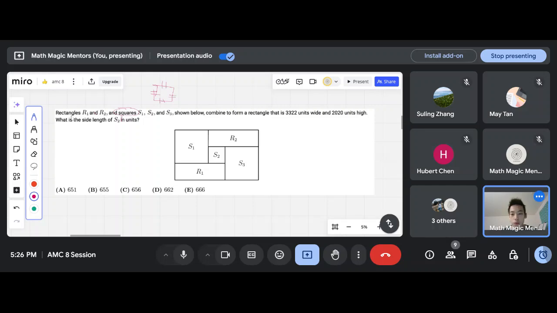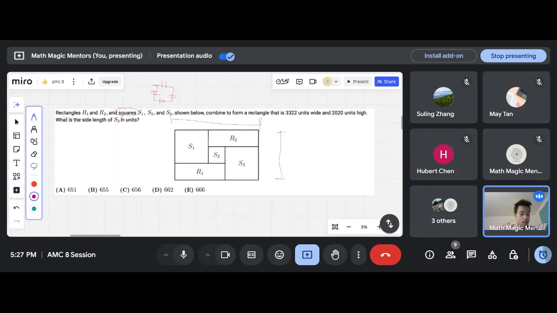So we have two rectangles and three squares, and they combine to form a rectangle that is 3322 units wide, and so the width is this, the length is this. If you confuse length and width with each other, you can imagine a ruler in the air. If you're measuring length, you usually hold it horizontally instead of vertically, so you usually measure from left to right.